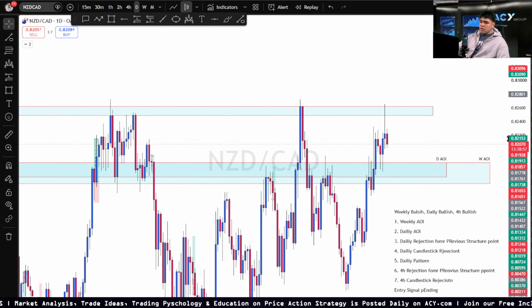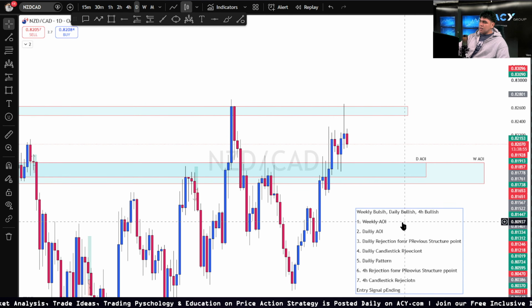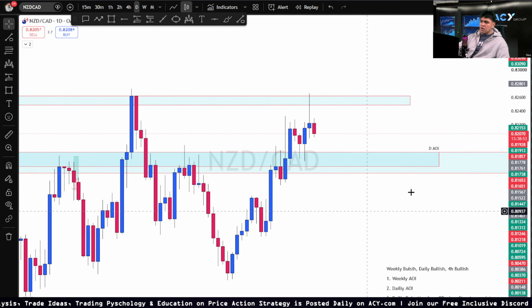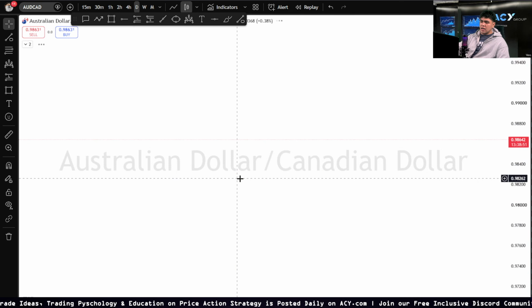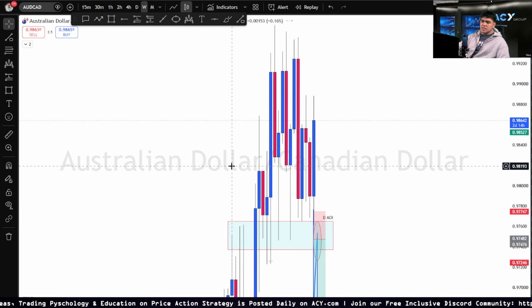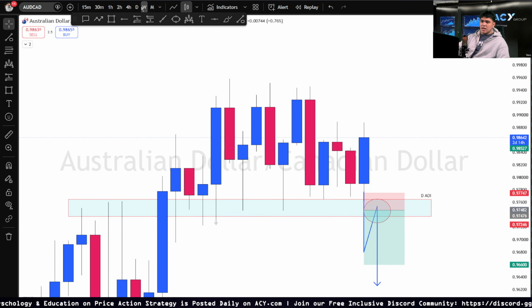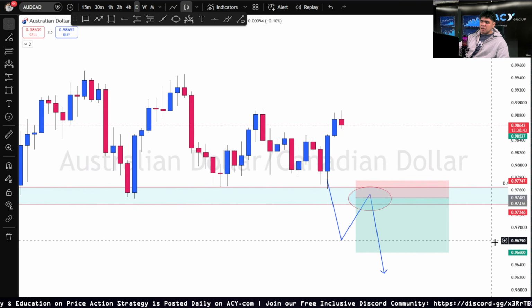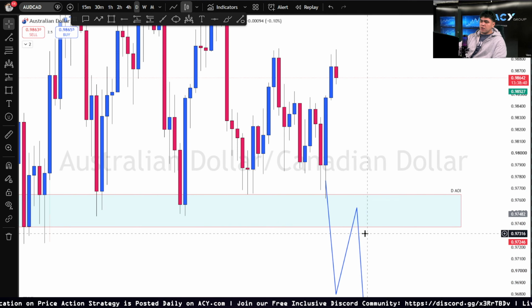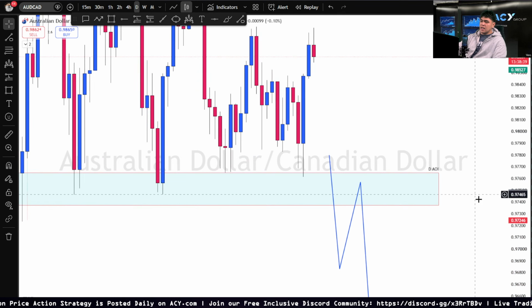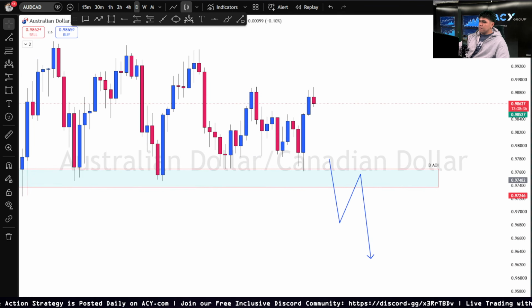Looking at it, probably the best thing that I could do is look for other pairs to trade. AUD CAD, still the same. Price has not broken this daily support level. The same thing, I will anticipate the price to break this support level so that I will be interested in selling this pair. Okay?